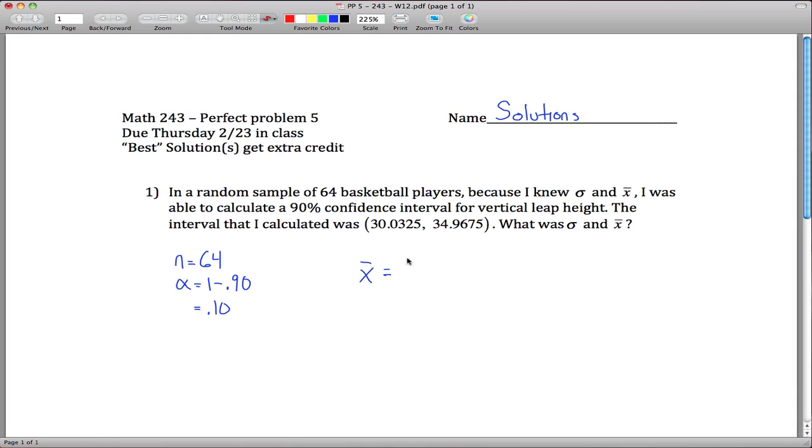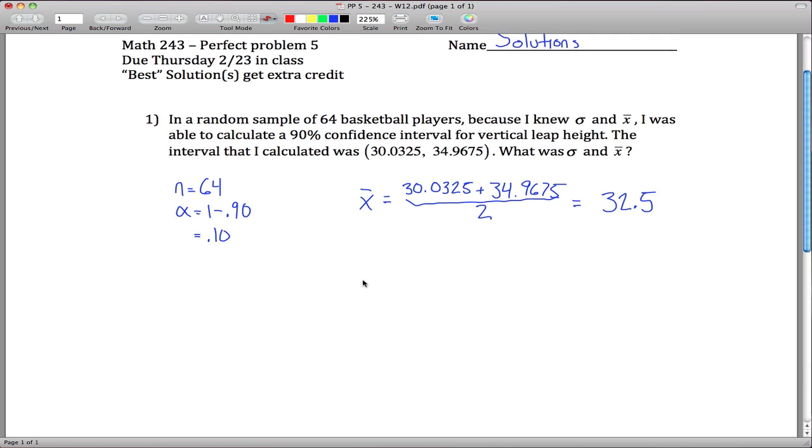So x bar is just 30.0325 plus 34.9675 divided by 2. It is the number that's right in the middle of these two, the mean of them. I think I made this work out well. If you put this into your calculator, you get 32.5. Okay, so that's this guy. We still have to find this guy.